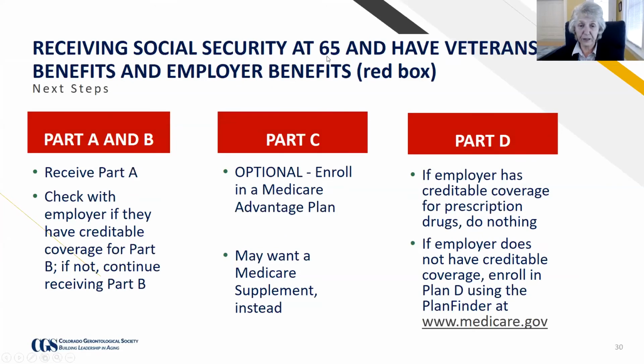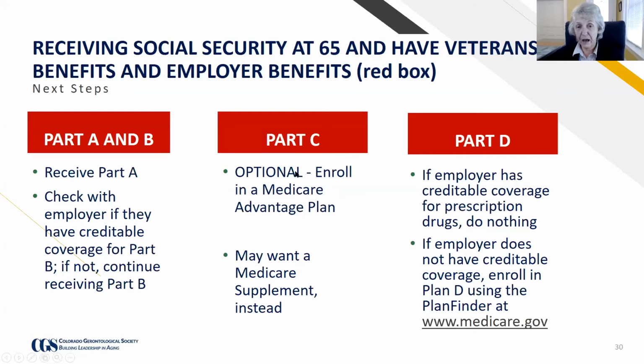If you're receiving Social Security at 65, you have VA benefits and you are still employed, and the employer is going to assist you, and you put yourself in the red box. Again, you've signed up for Social Security at mysocialsecurity.gov. You're receiving Part A. You're going to check with the employer to see if they have credible coverage. If they do for Part B, then you're going to return your card and only be enrolled in A. If they don't, well, then you continue to receive B.